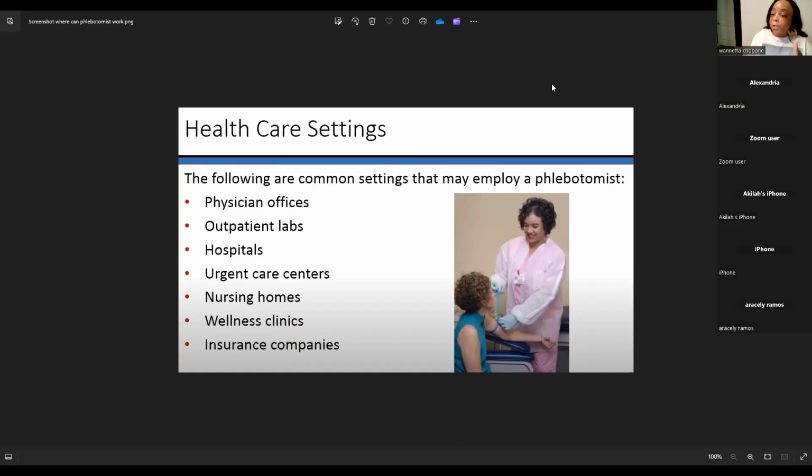Of course, when you start off at the beginning, you have to start from somewhere, but you can always elevate and level up to different genres. Okay, so these are healthcare settings where phlebotomists can work, along with plasma centers and blood banks.